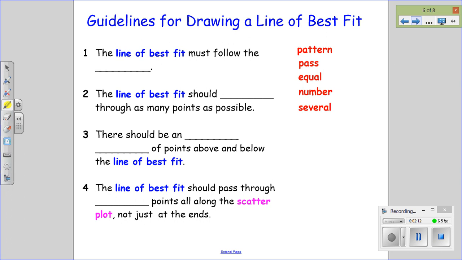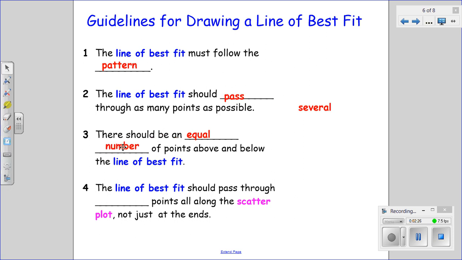When you draw a line of best fit, you have to follow the pattern. The line of best fit must pass through as many points as possible, and there should be an equal number of points above and below the line of best fit, and the line should pass through several points all along, not just at the ends.